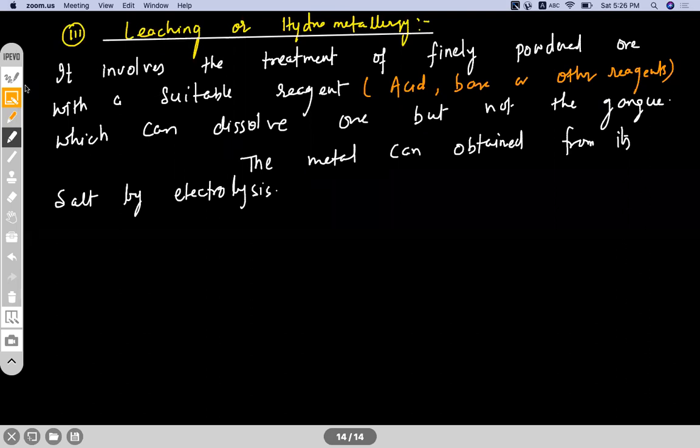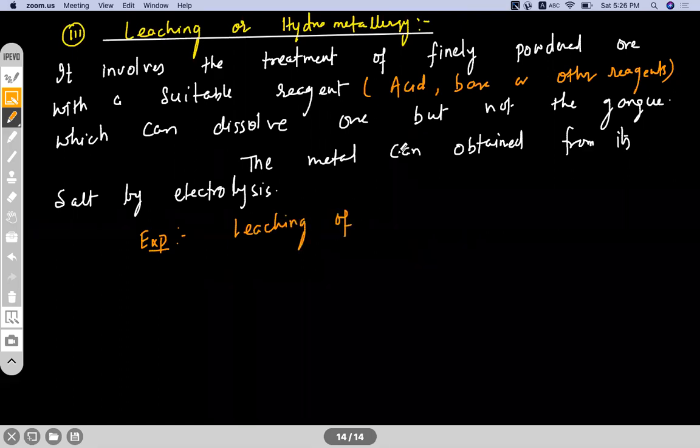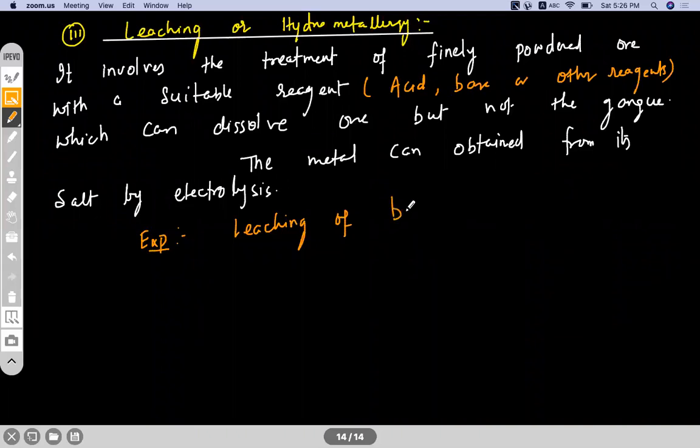Okay. I will give you one example here for the leaching method. Only one example we'll discuss. Suppose we are having the leaching of bauxite ore. We call it Baeyer's process. This name is also important. Okay, Baeyer's process.